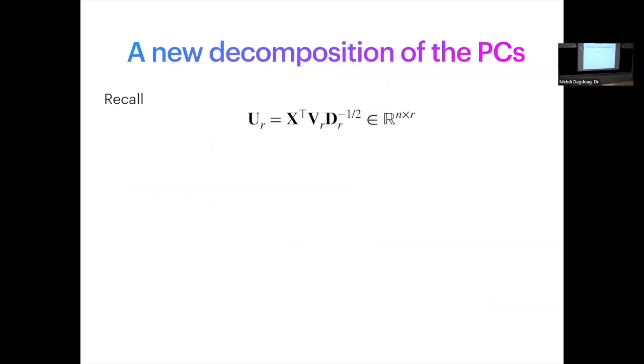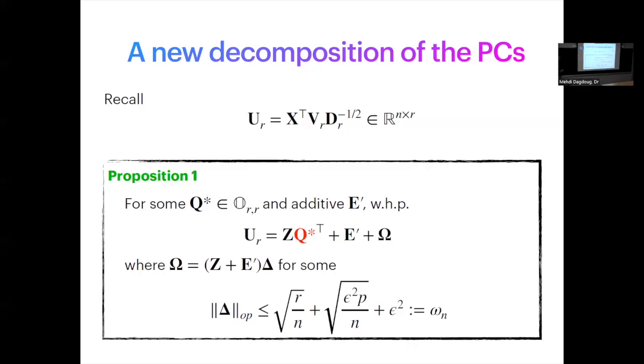And it has a very simple mathematical notation. You have the original matrix multiplied by its eigendecomposition using the first R components. Our first proposition gives the following decomposition of this principal component matrix. It has the following structure. The main signal is the first term. This Z is the latent factor Z, multiplied by some unknown orthogonal matrix Q star. There exists some Q star. And plus some additive error E prime and some error coming from the perturbation from PCA.